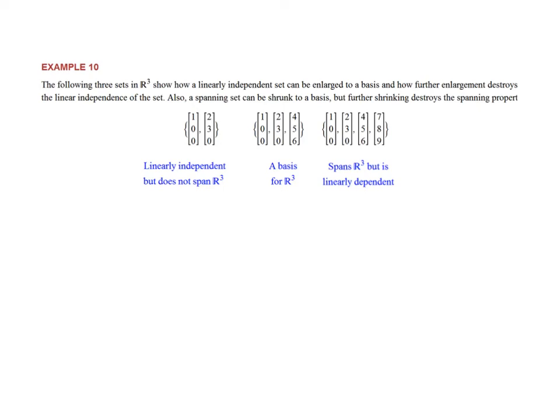Okay, and then going back to this idea of destroying a linearly independent set, that's this one, can be enlarged to a basis, and further enlargement destroys the linear independence. And then a spanning set can be shrunk to a basis, but further shrinking destroys the spanning property. That's what's going on there.